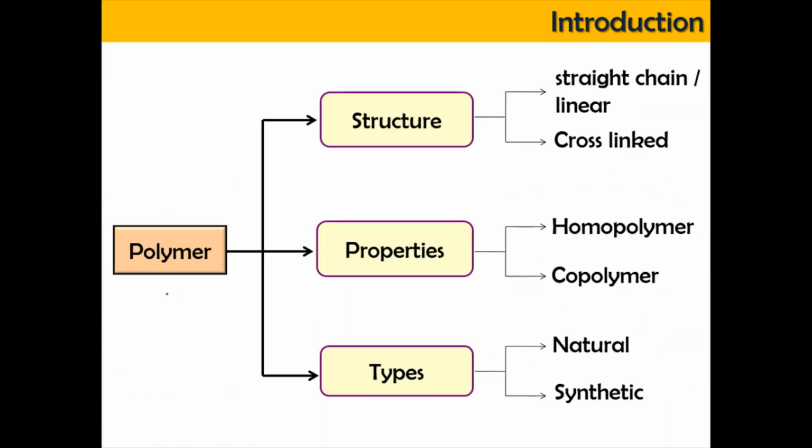In order to understand more about polymers, we're going to look at them in terms of structure, properties, and also type. Properties can also be known as composition. The structure of a polymer can be divided into two, which is a straight-chain or linear polymer or the cross-linked polymer. For the composition, it can be explained using the homopolymer or the copolymer. For the types of polymer, we have two, which is the natural polymer and the synthetic polymer, which is man-made, buatan manusia.